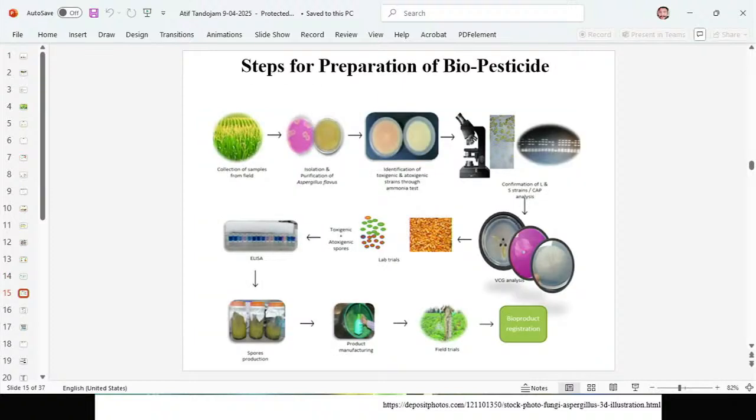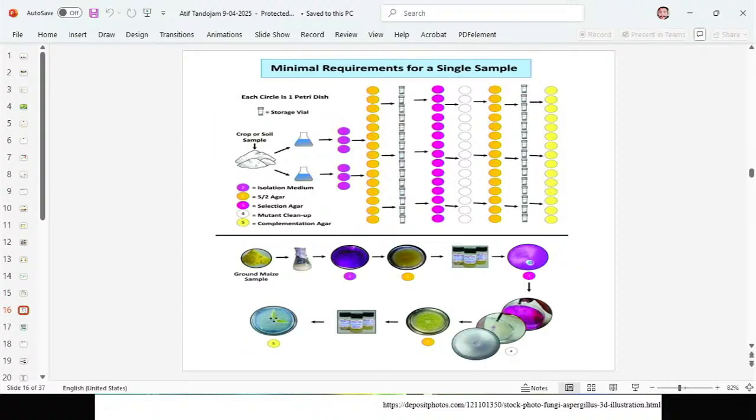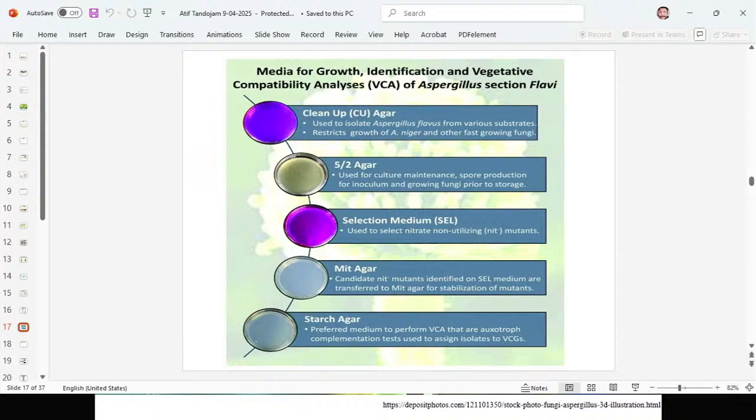So these are the steps for preparation of biopesticide. You take a sample, you test, and you need to identify atoxigenic strains, because once you know that this is an atoxigenic strain, then you can prepare biopesticide and apply it in the field. So you quantify it, you identify it by 3 methods, including morphological and molecular, you check that, and then you apply it through preparation as a biopesticide. These are different media used for the identification and processes of aflatoxin biocontrol.